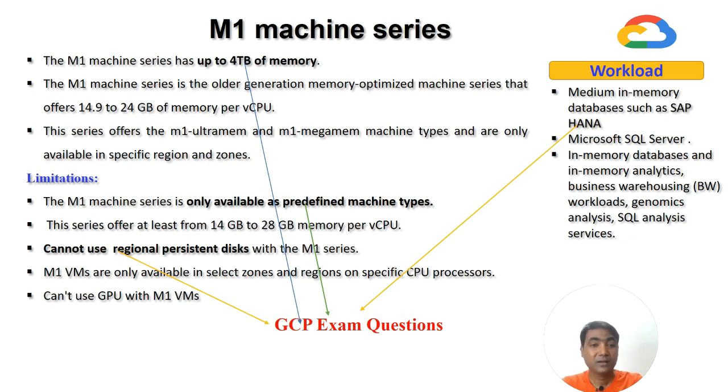Based on your requirement, you can use it. As you can see here, the M1 machine series limitations are like this: the M1 machine series is only available as a predefined machine type, not as a custom machine type. This series offers 14 GB to 28 GB memory per vCPU. You cannot use the regional persistent disk with the M1 series. M1 VMs are only available in select zones and regions on a specific CPU processor, and you cannot use the GPU with M1 VMs.